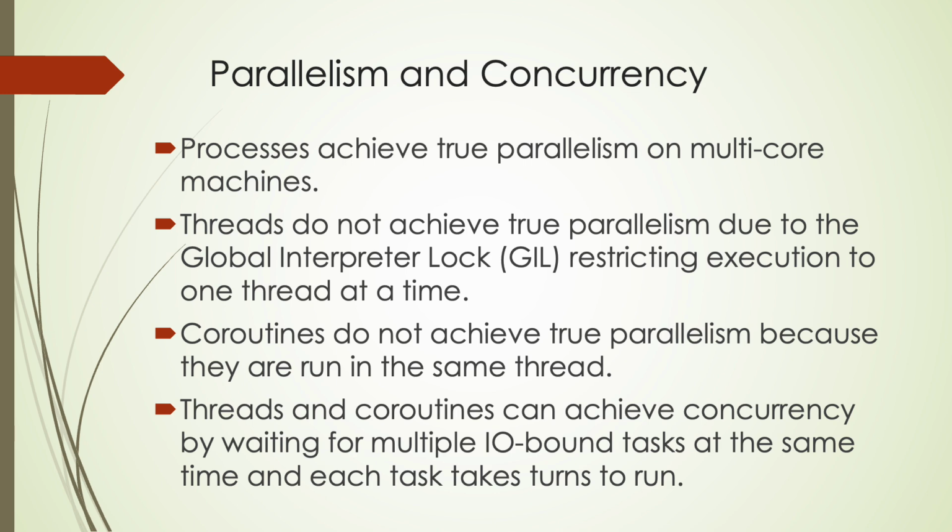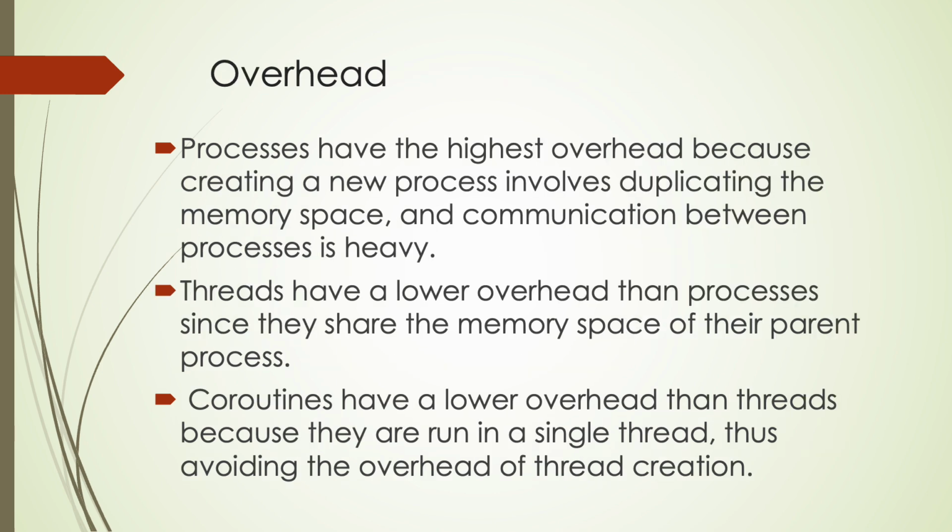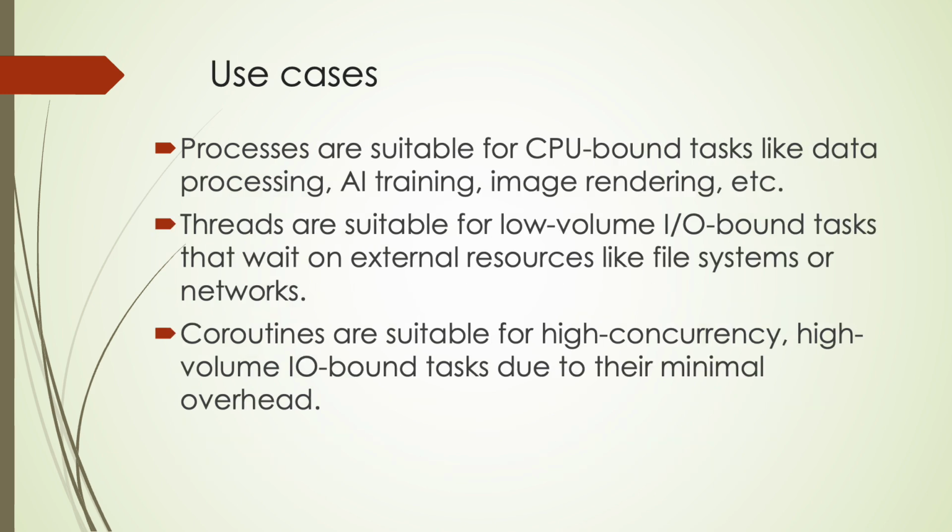As to overhead, processes have the highest overhead because creating a new process involves duplicating the memory space, and communication between processes is heavy. In comparison, threads have a lower overhead than processes since they share the memory space of their parent process, and coroutines have an even lower overhead than threads because they are run in a single thread, thus avoiding the overhead of thread creation.